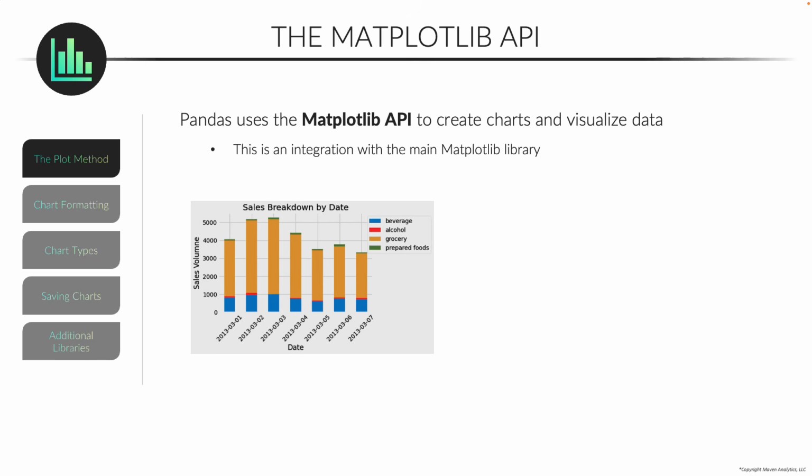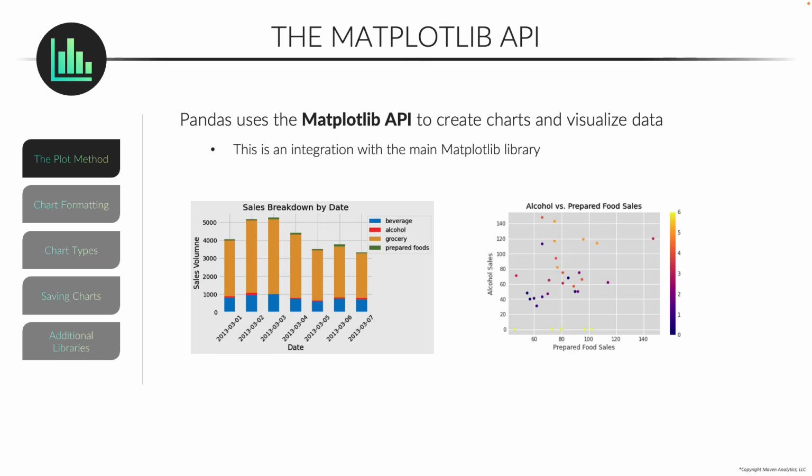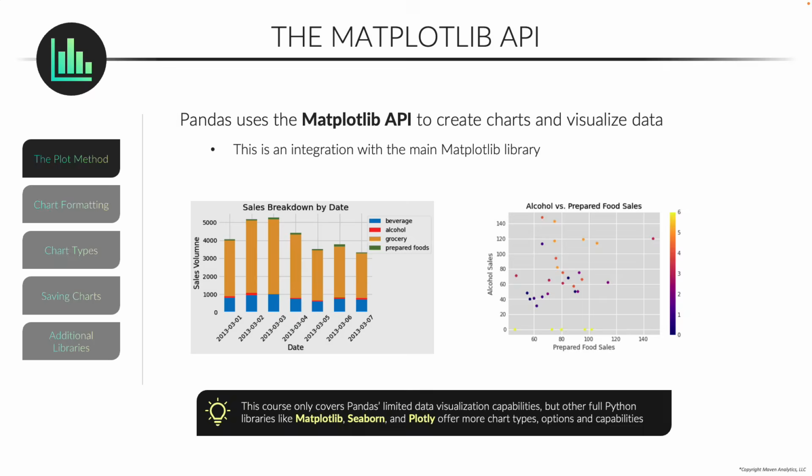So here we have a sales breakdown by date, or a scatter plot that shows us a relationship between our alcohol and prepared food sales, as well as coloring them by day of week. But this is just going to be an introductory level visualization course. We can go much, much deeper with full Python libraries like Matplotlib, Seaborn, Plotly, and others. So this will get you enough visualization capability to tell a story and get insights, but you won't have the full power of Python's visualization. Just want to set expectations.